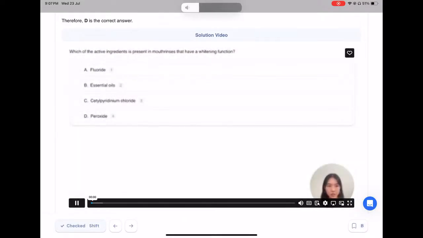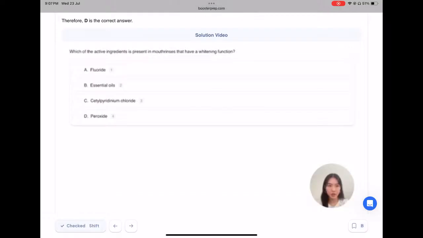This question asks which of the active ingredients that is commonly found in mouth rinses has a whitening function. So A reads fluoride, and this is an active ingredient that has the ability to reduce tooth decay through promoting the remineralization of enamel, but it does not have a whitening function, making this answer incorrect.